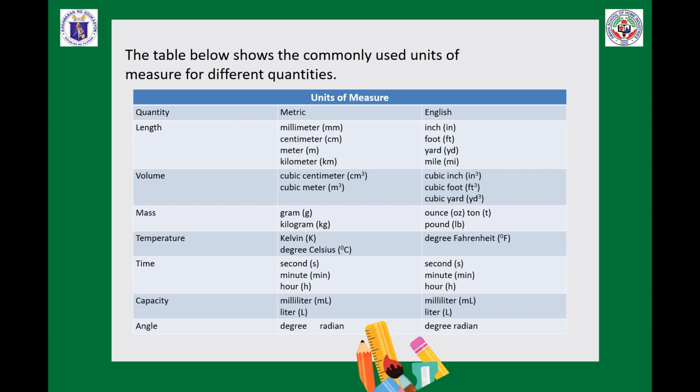For the time, both for metric and English, we have second, minute, and hour. For the capacity, for both metric and English, we have milliliter and liter. For the angle, for both metric and English, we have degree and radian.